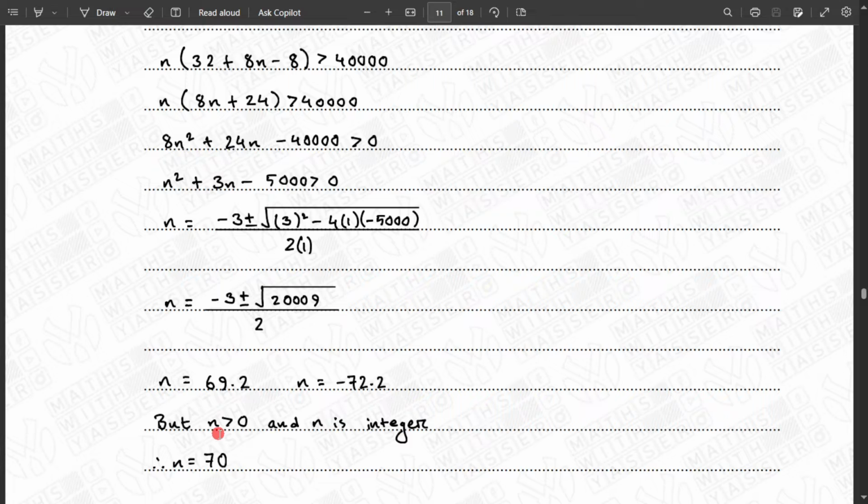But we know that n is the number of terms, and n cannot be 0, so n is greater than 0. Not only that, n cannot be a decimal, it has to be an integer. So 69.2 tells us that the 69th value will not exceed 20,000. So it must go above the 69th term. So that means the 70th term is the term at which it exceeds 20,000.